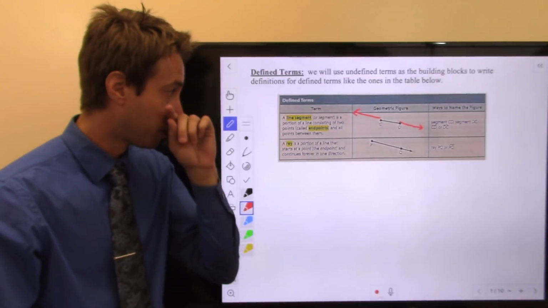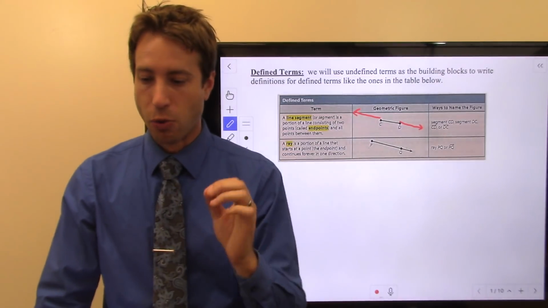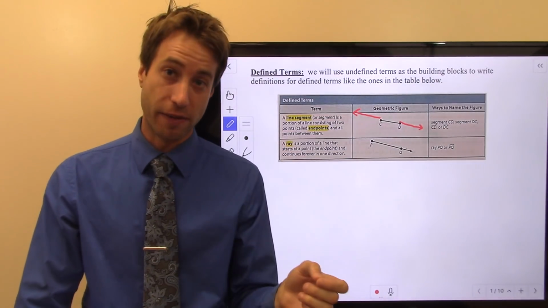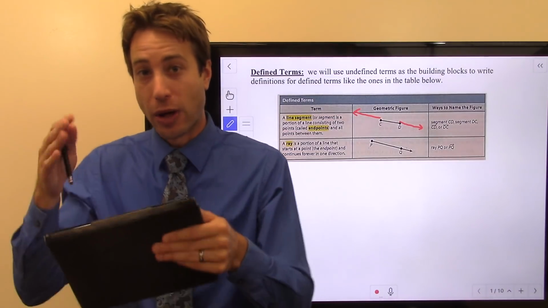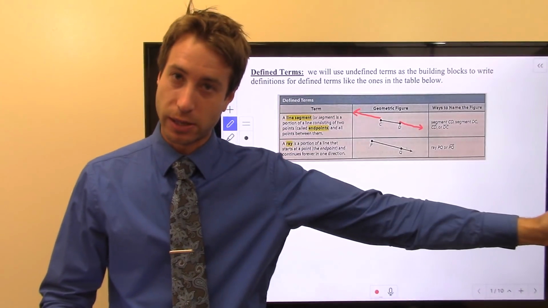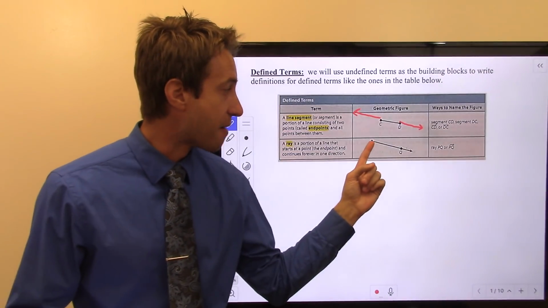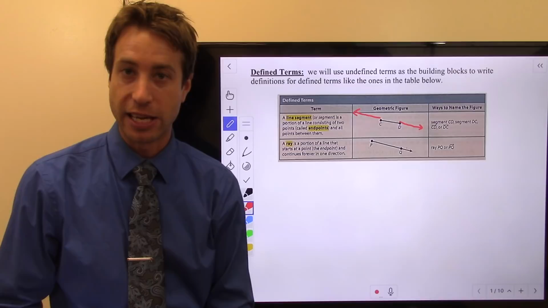That's a line segment. Okay, and then there's a ray. A ray is going to be a portion of a line extending only in one direction. So at one end, you'll have an endpoint. The other end will continue to infinity. Like we have right here, I have the ray PQ.